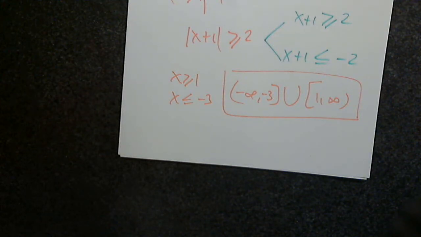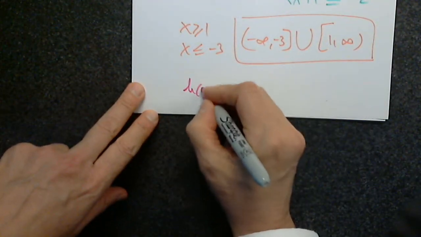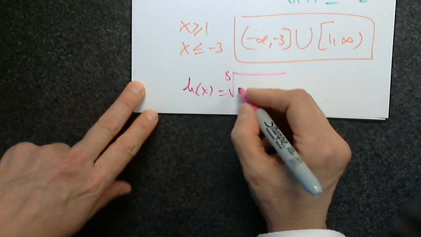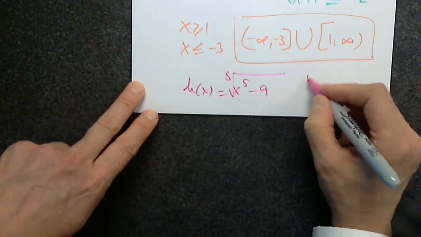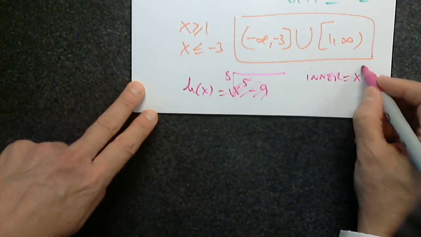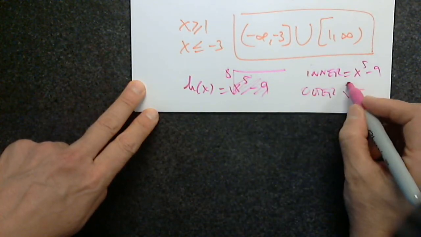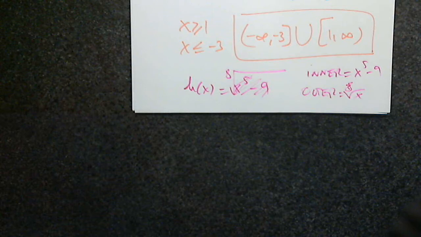Number 10. Express the given function as a function composition. So we have h of x, which is the 8th root of x to the 5th minus 9. The inner must be this. This is not the only answer. And the outer must be the 8th root of x. But yes, you can have other answers that are correct.